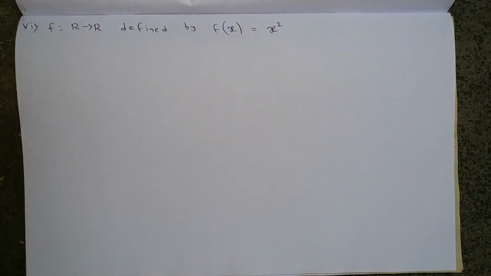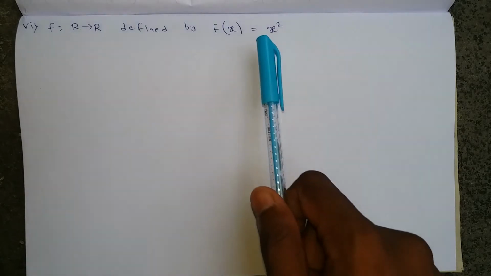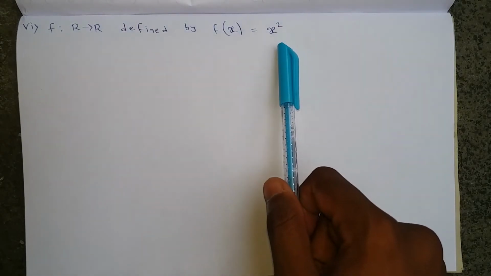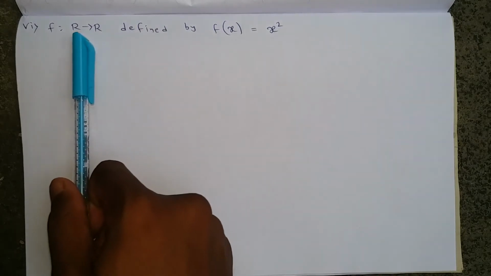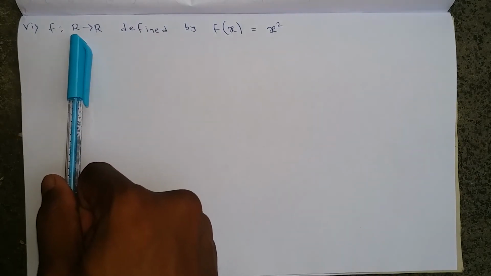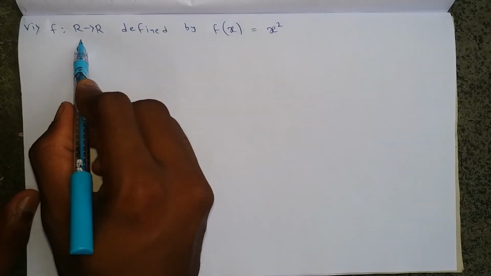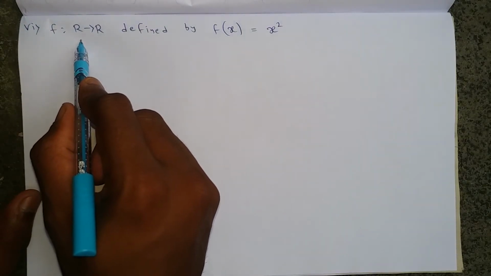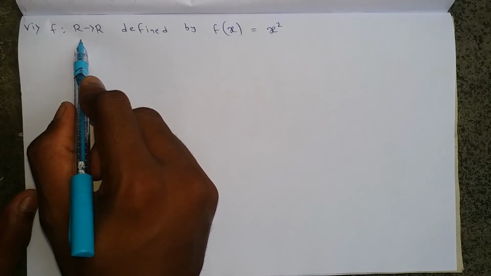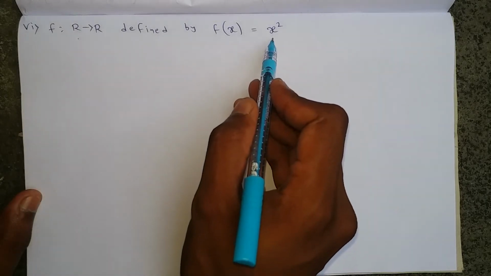Okay, the next question is, f is a function from R to R defined by f of x is equal to x square. Again here also same function, f of x is equal to x square only. But the only difference is the change in the codomain as well as domain. Now if we observe the domain here, domain is real numbers. So positive numbers as well as negative numbers, everything we can substitute in the place of x.